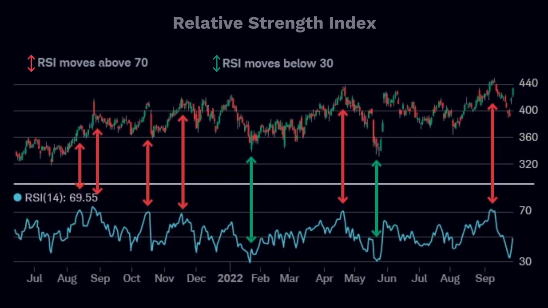When the RSI is around 30, that means the stock is oversold, which presents an opportunity to buy, meaning you should make a play for calls. When the RSI is at or above 70, that means the stock is overbought, and that presents the opportunity to sell and make a play for puts.